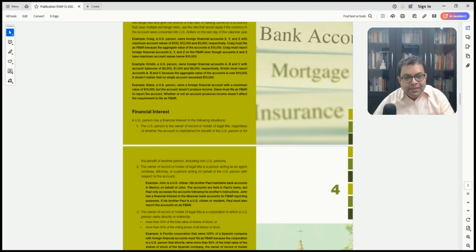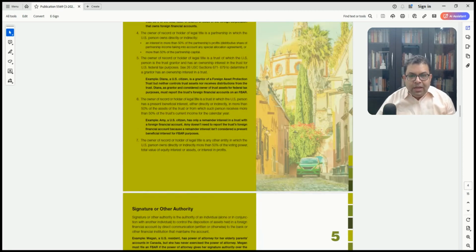So in this case, since John has a financial interest in Paul's Mexican bank accounts, and John is a US citizen, John has to report in his FBAR reporting. Similarly, if Paul is a US citizen or a US resident, even Paul will have to report the same accounts in his FBAR reporting, right? So that is how the reporting works, both people have to report the same accounts in their individual reportings, right?